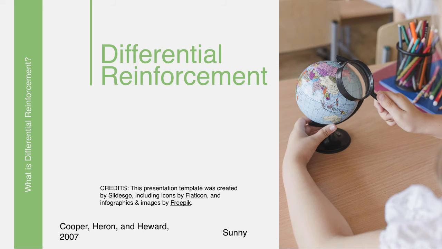Now, we're going to talk about a DRI, a DRA, a DRO, and a DRL. The first one is a DRI, which is differential reinforcement of incompatible behavior. Second one is a DRA, differential reinforcement of alternative behavior. DRO, differential reinforcement of other behavior. And the DRL, differential reinforcement of low rates of responding.